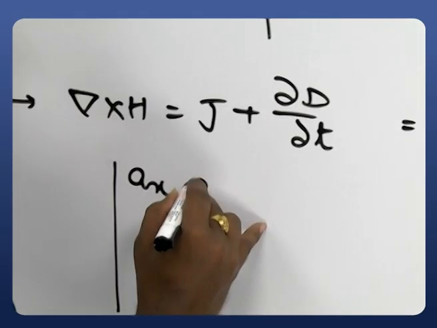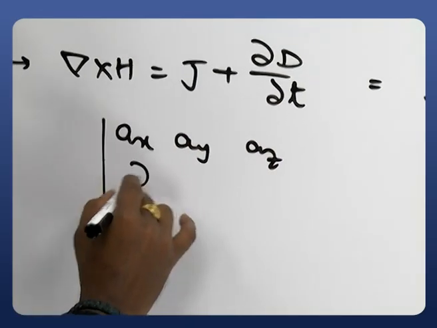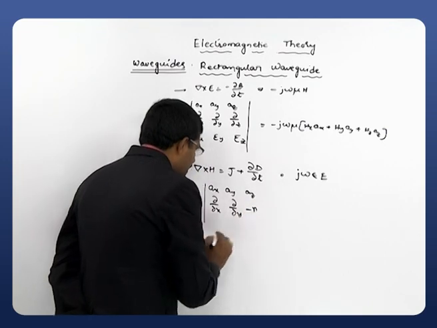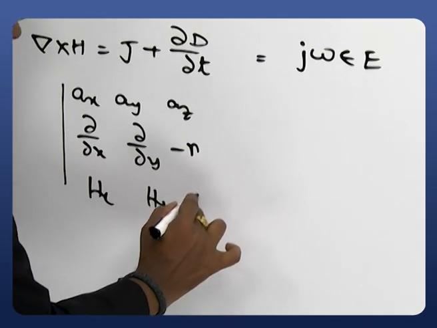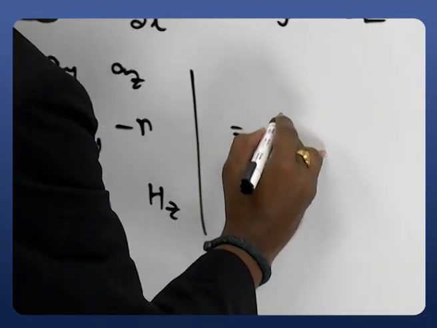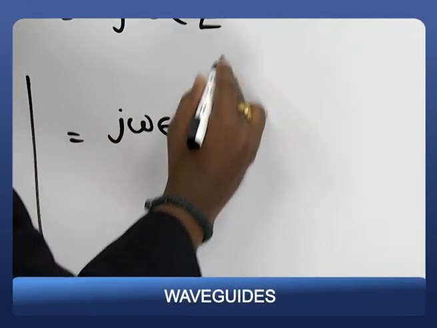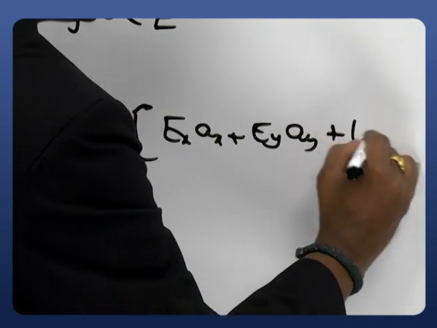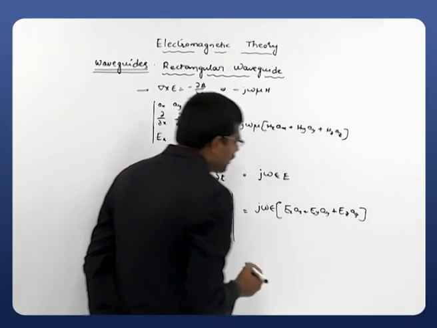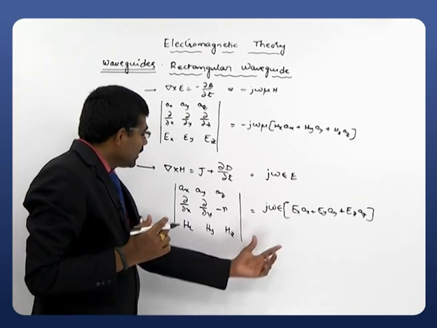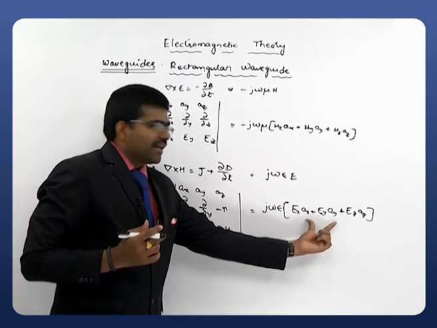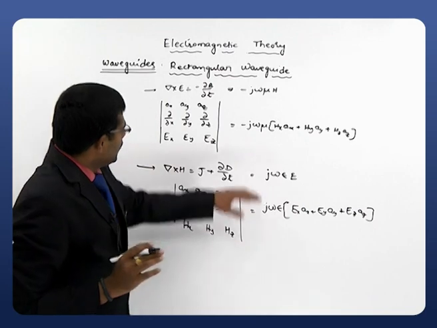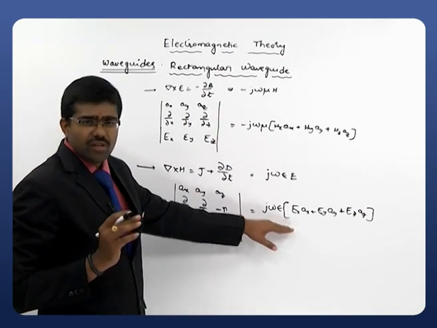If you are expanding this, Ax, Ay, Az, dou by dou x, dou by dou y, and instead of dou by dou z, directly I will write minus gamma. Here it is Hx, Hy, Hz, which equals j omega epsilon, and instead of E you can write Ex Ax plus Ey Ay plus Ez Az. Now once again, simplify this one: consider the right hand and left hand side terms meant for Ax, Ay and Az, and make them equal. You will get one more set of equations. Here you will get one set of equations, here we will get one more set of equations.